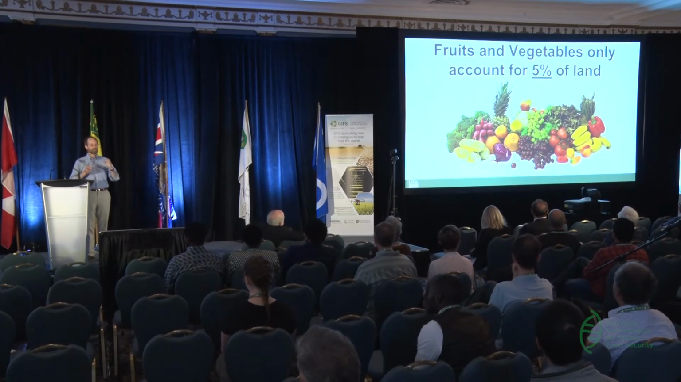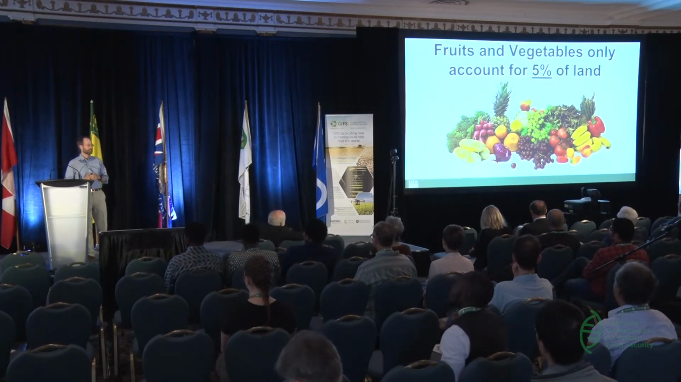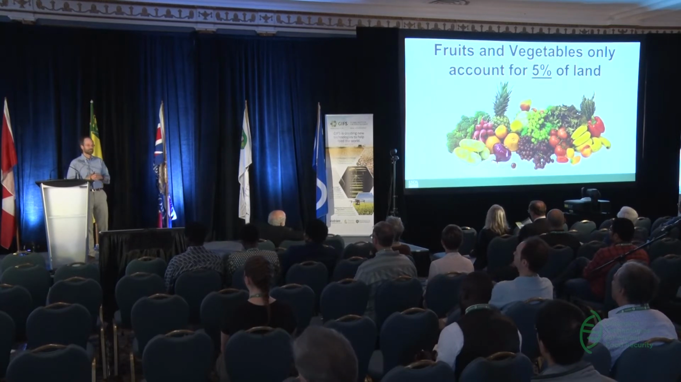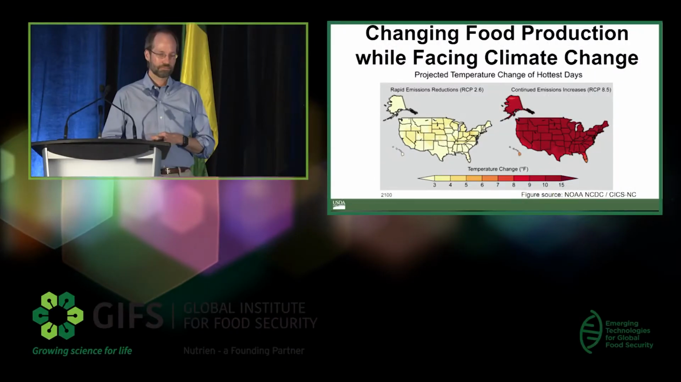Fruits and vegetables obviously provide us a lot of our flavor and nutrition and everything else, but in the case of the United States, they only occupy about 5% of all the agricultural land out there. There's certainly lots of challenges because of disease and transportation issues with them, but they're not a land use issue in order to produce those crops.